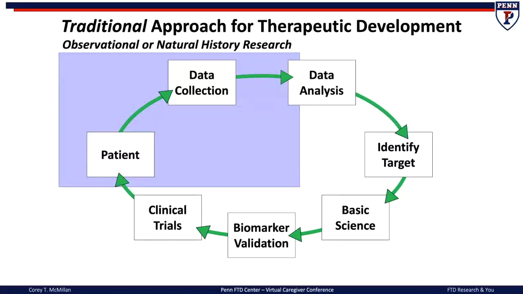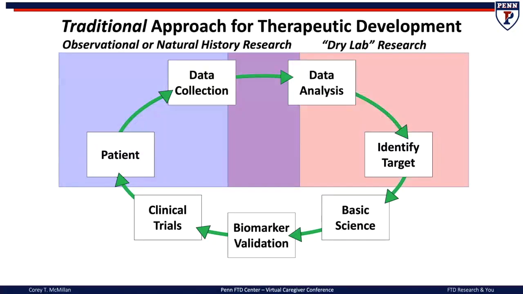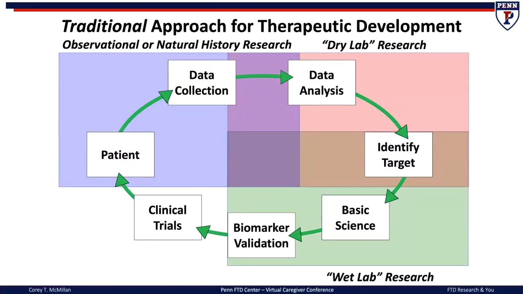Involvement of the patient in data collection is typically considered observational or natural history research. The analysis and target identification is typically considered dry lab research. The basic science and biomarker validation is considered wet lab research. And then the involvement in clinical trials we broadly refer to as clinical trial research. And importantly, you see that many of these boxes overlap because they're not all unique. They're highly collaborative and interactive with one another.